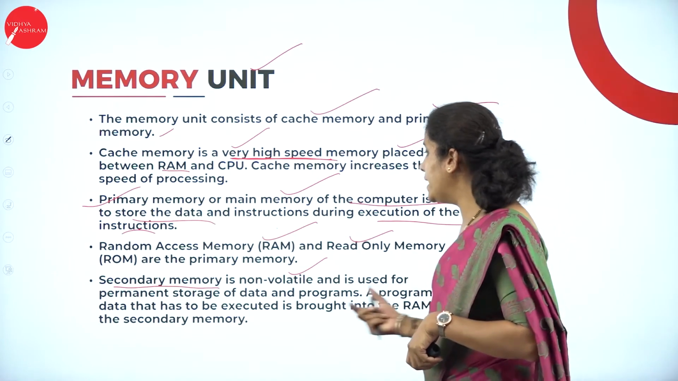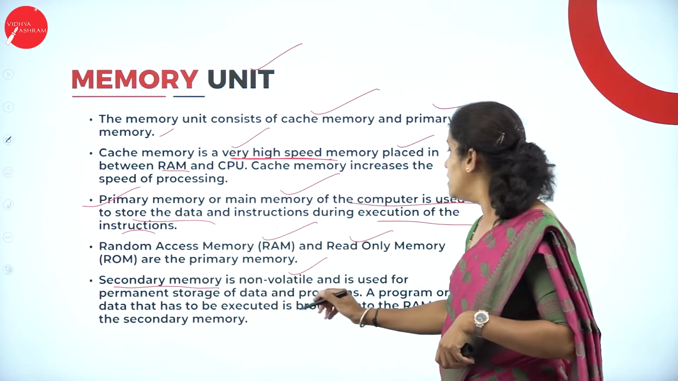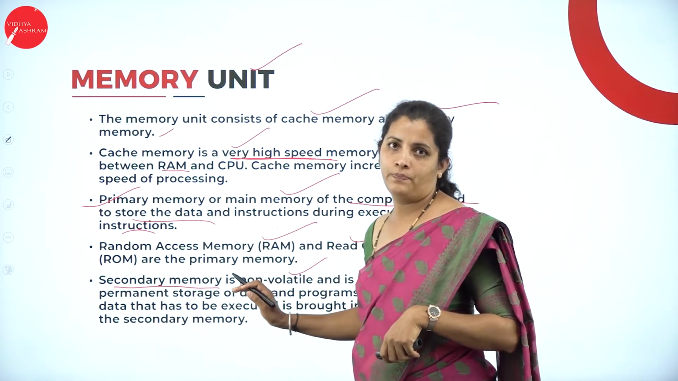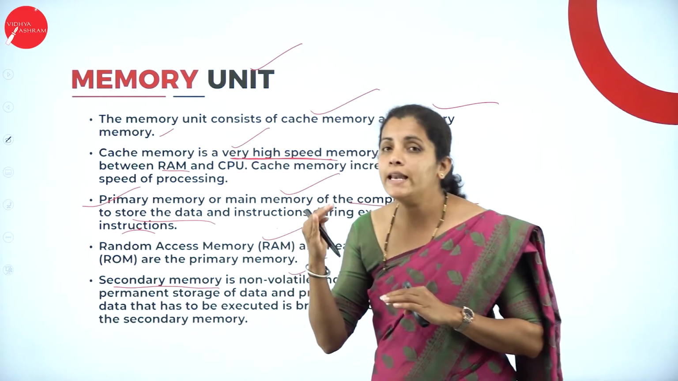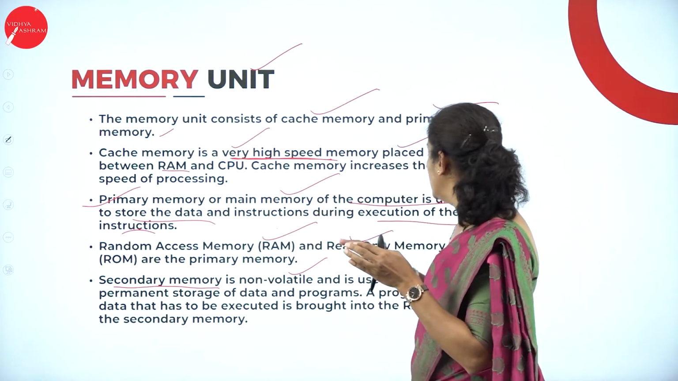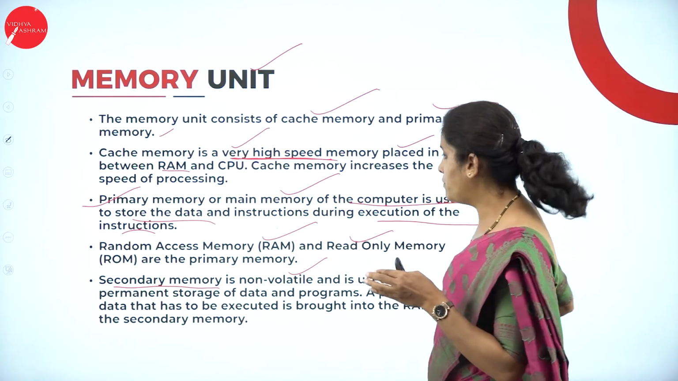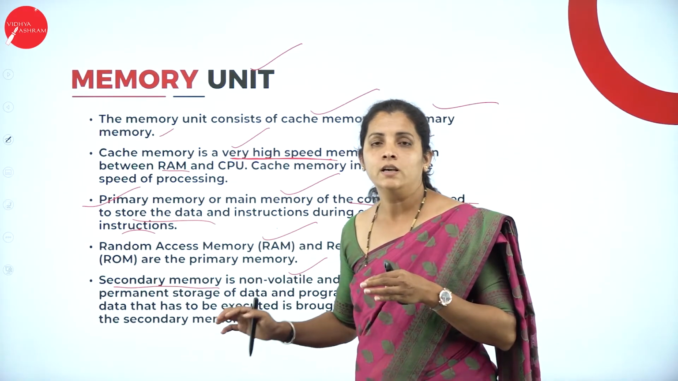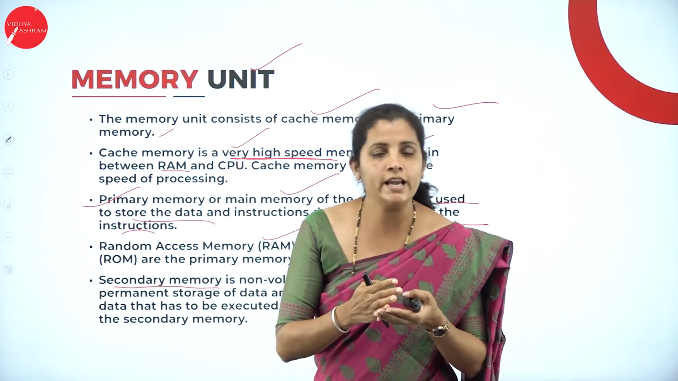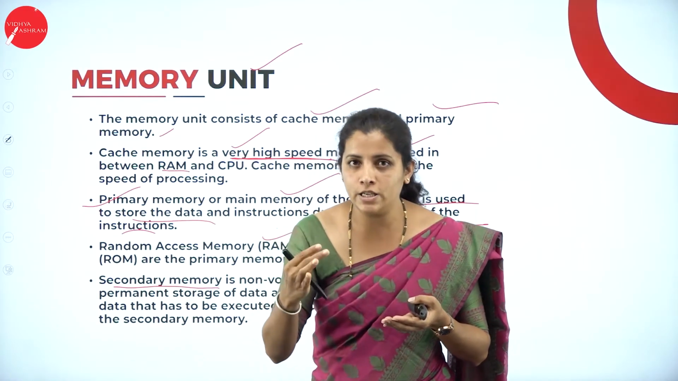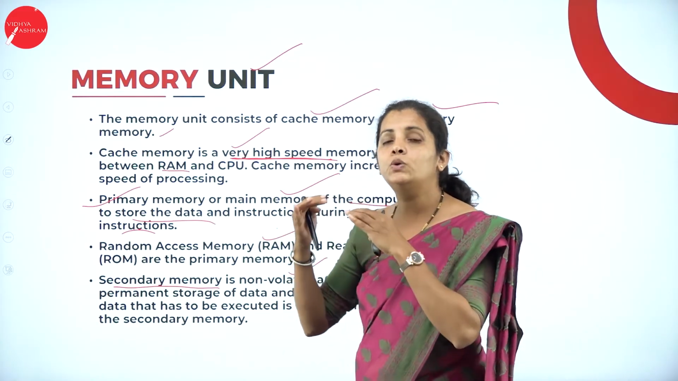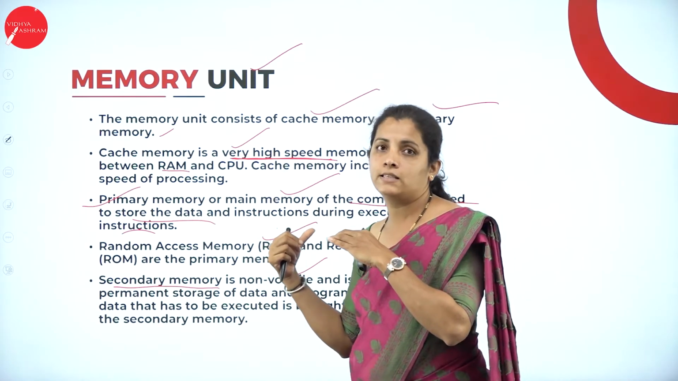A program or data that has to be executed is brought into the RAM from the secondary memory. Suppose if you want to execute any program or any instruction, that must be brought into the RAM from the secondary memory. We know that all the data files are stored in the secondary storage area. So before executing, that particular file is brought from secondary storage to RAM, that is random access memory.